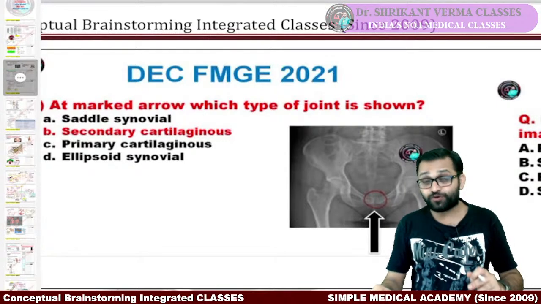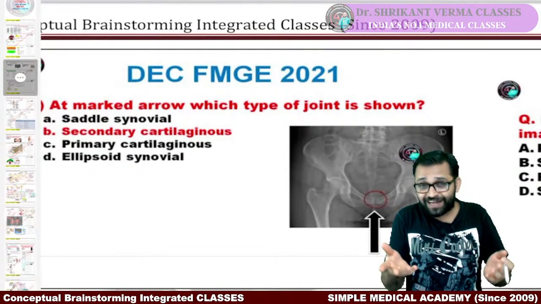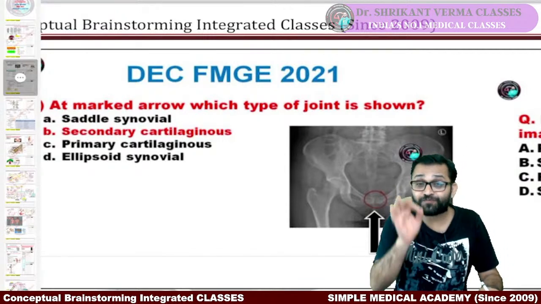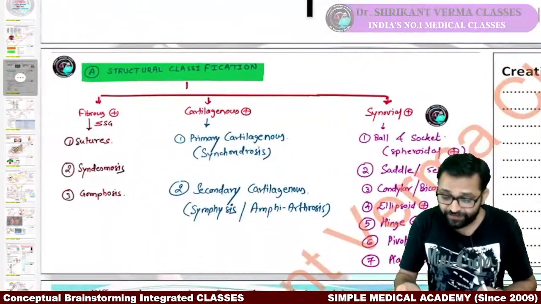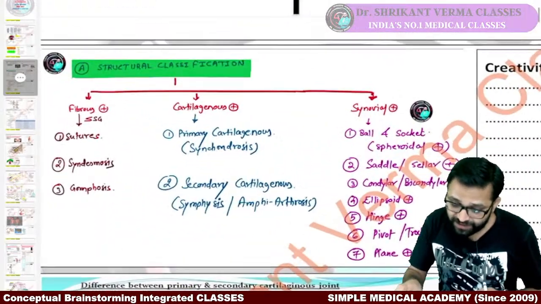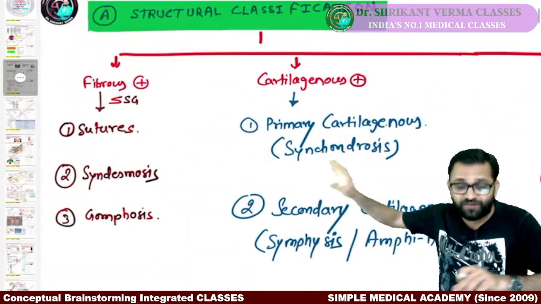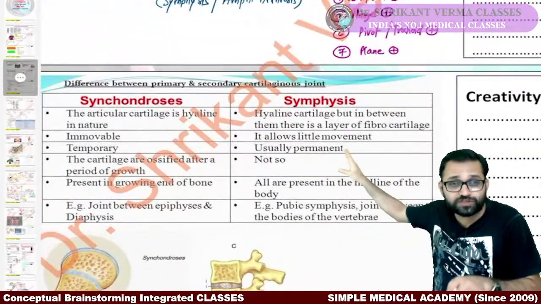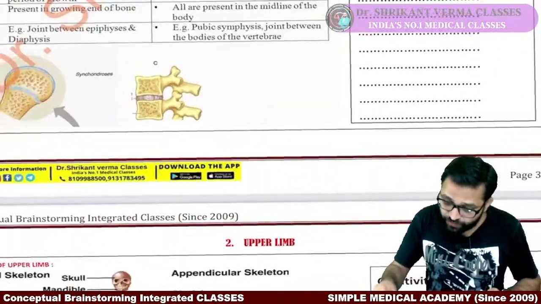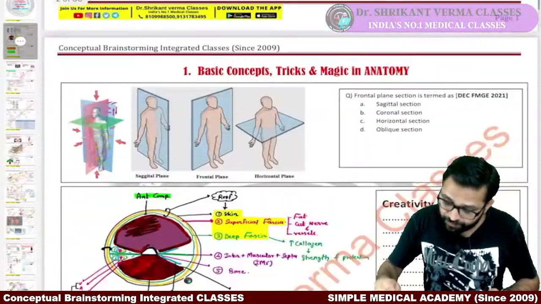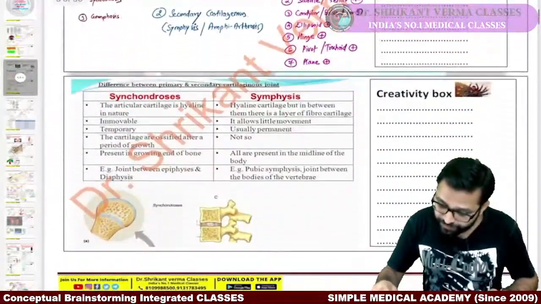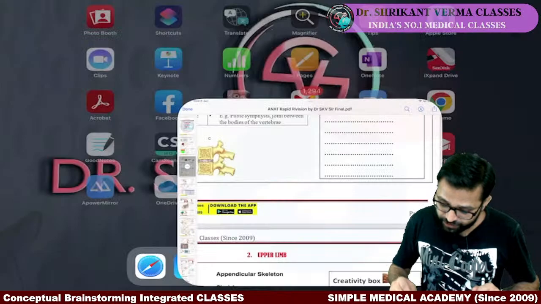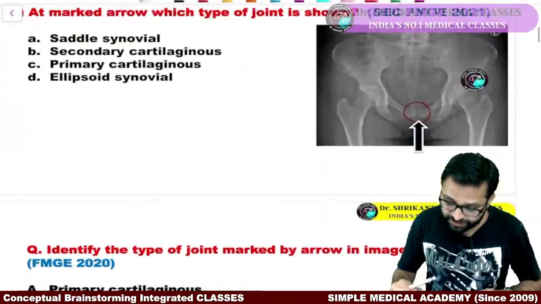And again I want to tell you, even if it is not asked directly, in orthopedics and in surgery, you cannot move a single step without the knowledge of the joint. Agree everyone? These are all our notes. We had seen all the classification of the joint: fibrous, cartilaginous and synovial joint. What are the differences between synchondrosis and symphysis? We had seen. You can go to our booklet workbook, page number 3. Getting the point, everybody?